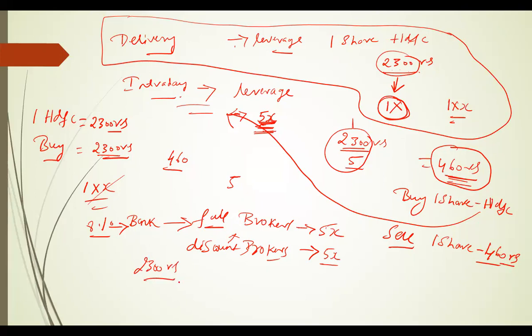2,300 rupees now means you can buy 5 shares in intraday and sell 5 shares in intraday. Okay, Ravin, I have one doubt here. For example, at the starting of the day, the price of the share is 2,300. At the end of the day, if it is 2,600, then again that profit will be divided into 5, right?